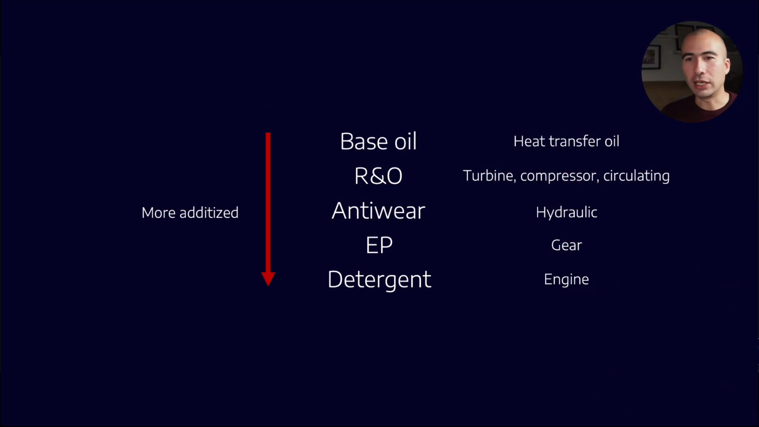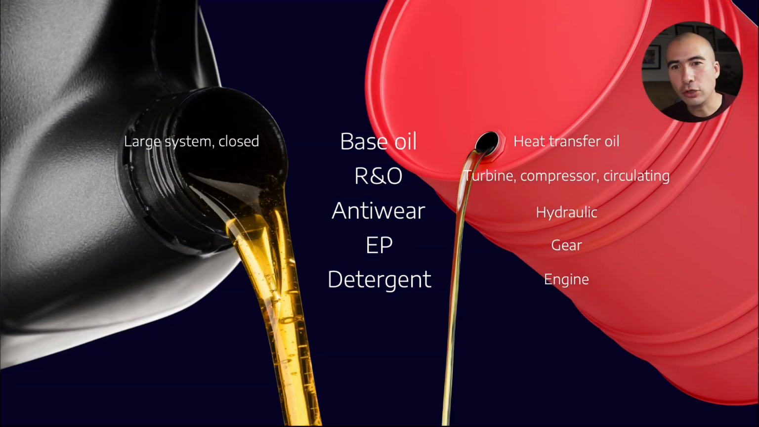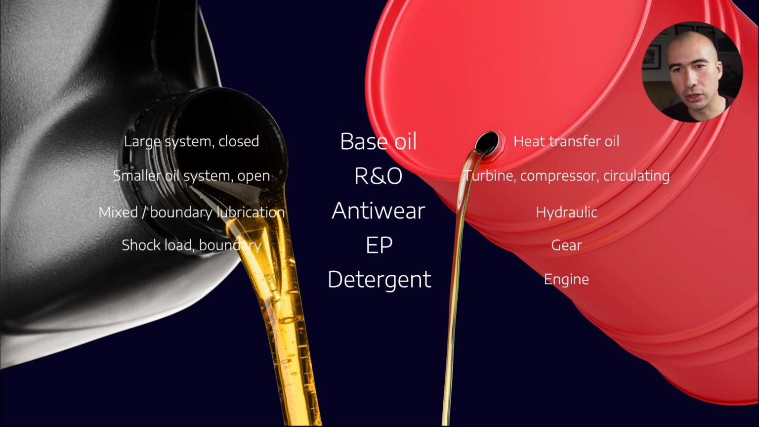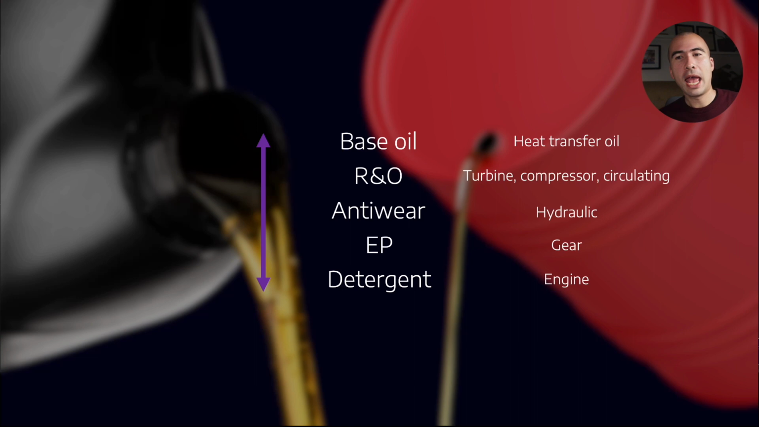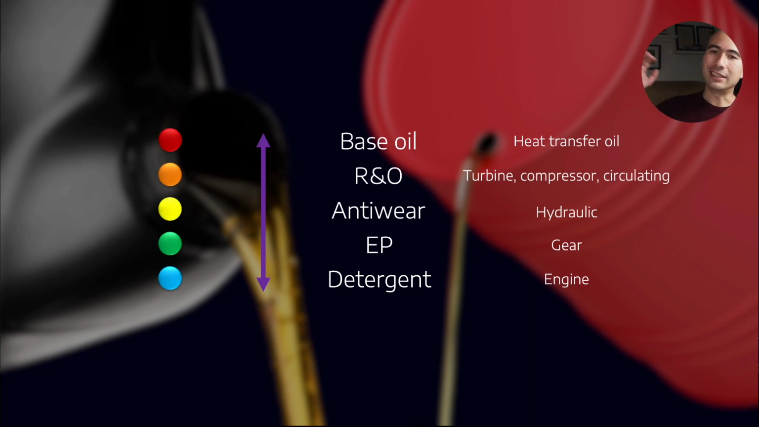That gives us a generalized framework for how we can understand lubricants. Their use cases are typically different, right? Base oils, very large closed systems. R&O oils, smaller systems. Then you've got boundary and mixed lubrication, shock loading, and then applications where you see a lot of contaminants. So we treat these lubricants very differently and we use them very differently. Now, as we go up and down the list, we could ascribe, for example, these different colors.